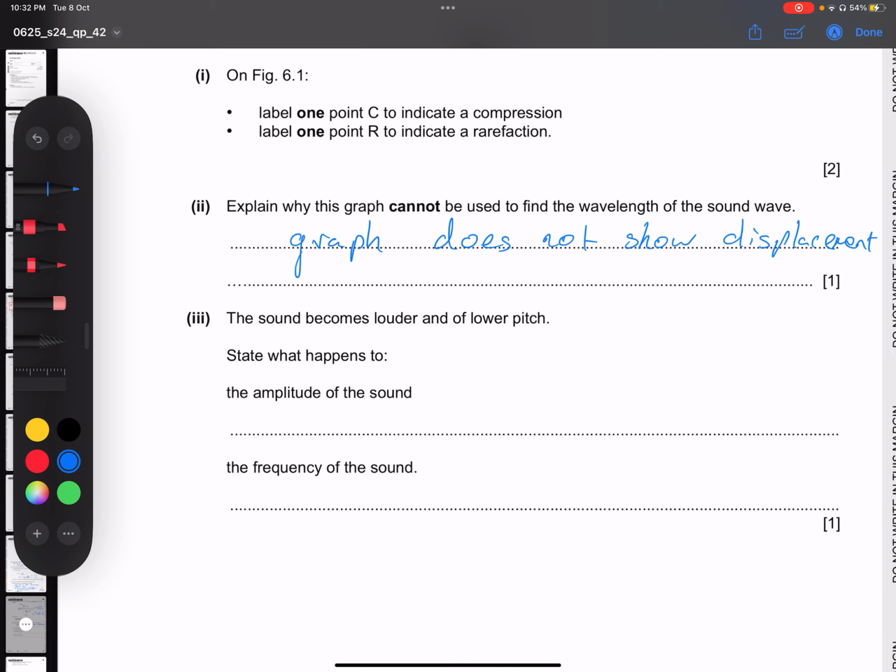Okay, the sound becomes louder and of lower pitch. State what happens to the amplitude of the sound. Okay, when a sound becomes louder, the displacement of the particles becomes greater. The maximum displacement is greater, and that means the amplitude of the sound is also greater, since amplitude is just the maximum displacement of the particles from the mean position. So the amplitude of the sound would just increase.